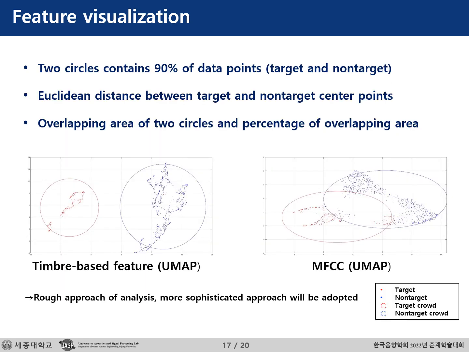To compare each feature domain numerically, I calculated the circle containing 90% of each target and non-target data points, the red and blue empty circles. The Euclidean distance between the center points is calculated to obtain the overlapping area of the two circles. The left figure represents the timbre-based feature, and the right figure represents MFCC, both using UMAP. And the best and worst overlapping percentage. This is a very rough approach though. Therefore, a more sophisticated approach will be adopted in the future.